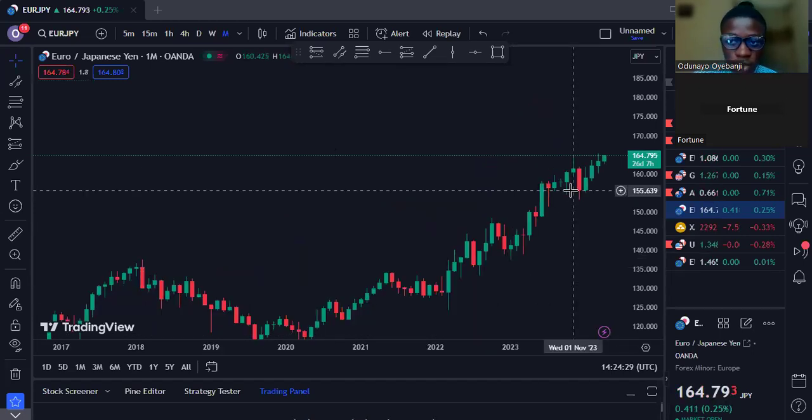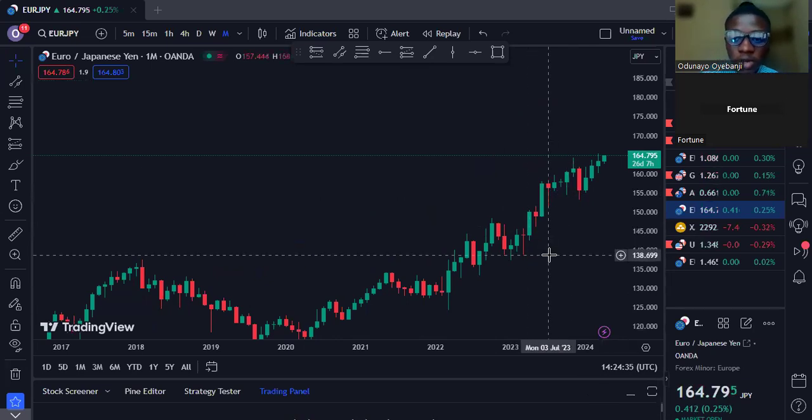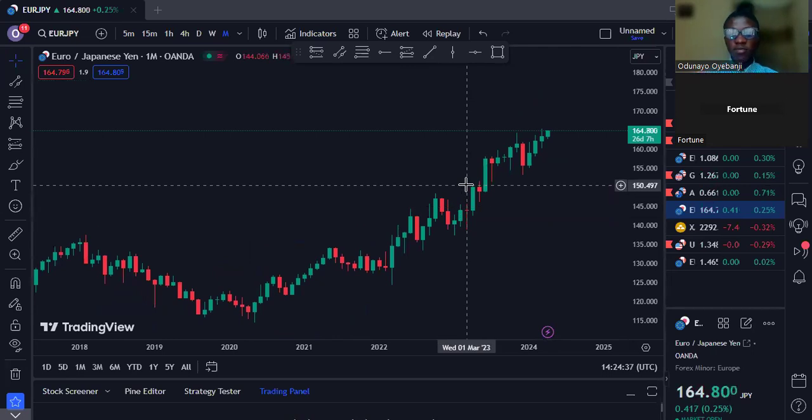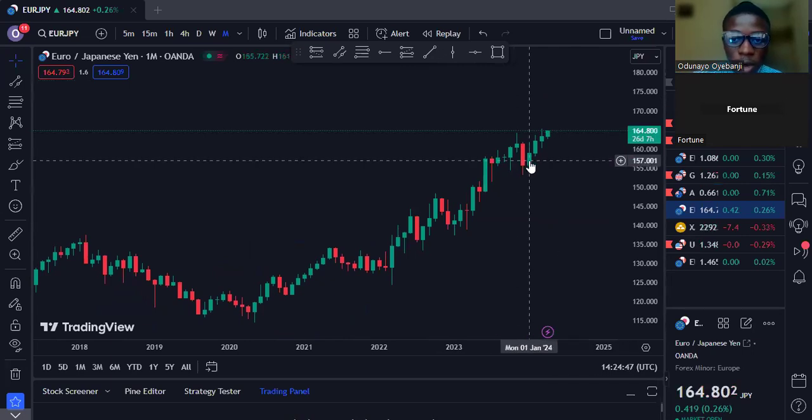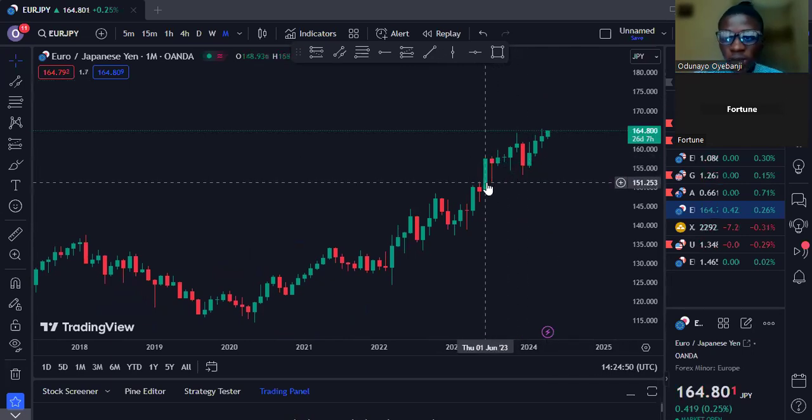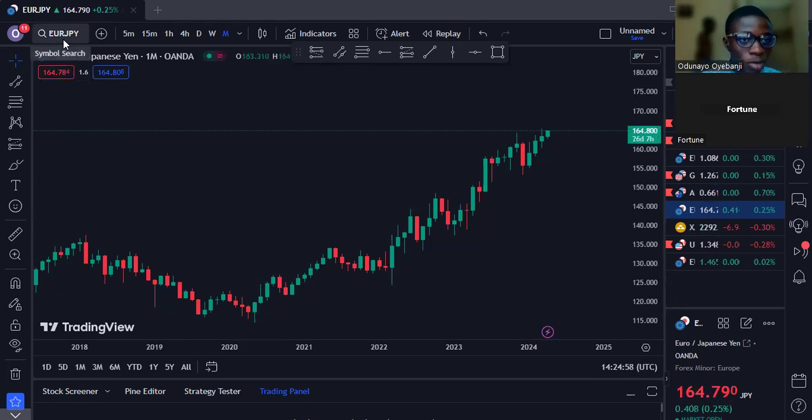I've mentioned this in our former video, but I'll recap. The red one signifies when the market is moving downward, or when price is moving downward relative to a currency pair. That's what the red signifies. While the green one signifies when the price is moving higher relative to a currency pair. So the currency pair we are looking at right now is the Euro JPY. That's what we are looking at the moment.